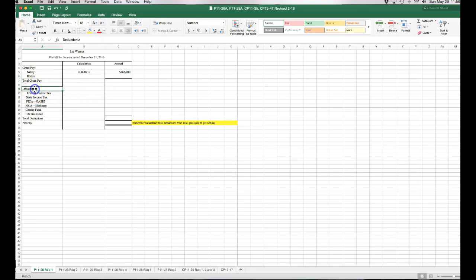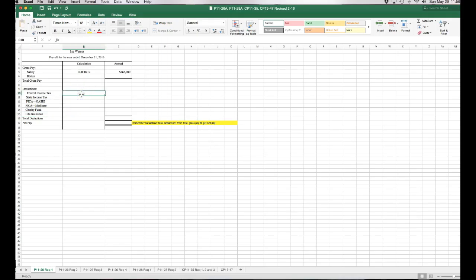Now here are your deductions, and we have federal income tax, state income tax, FICA or OASDI or Social Security, FICA Medicare, charity fund, and life insurance. Charity fund and life insurance are voluntary contributions that the employee has decided to have deducted from his paycheck.